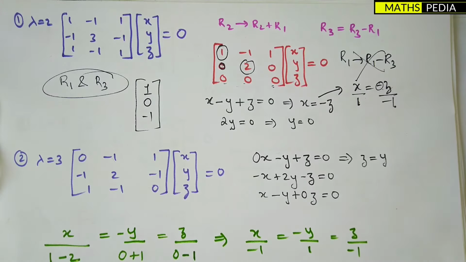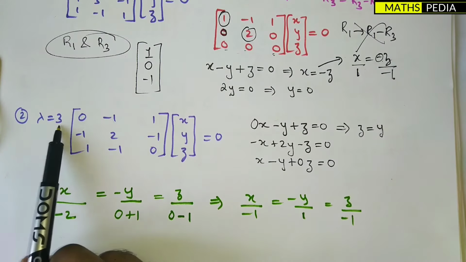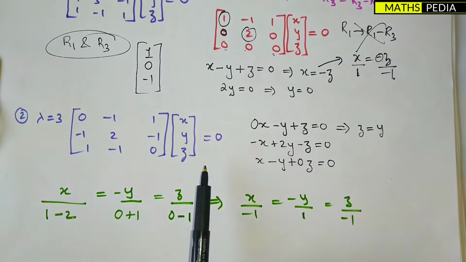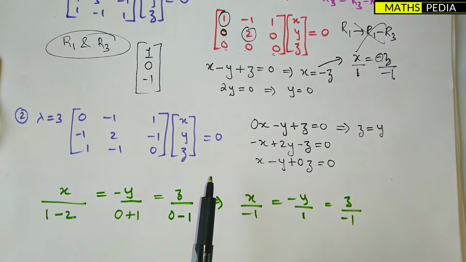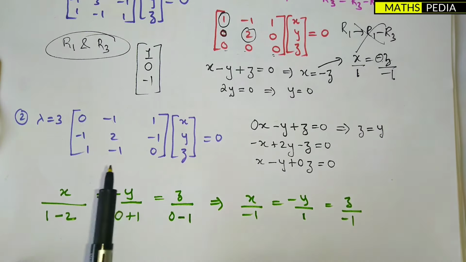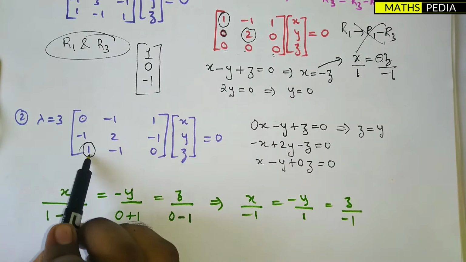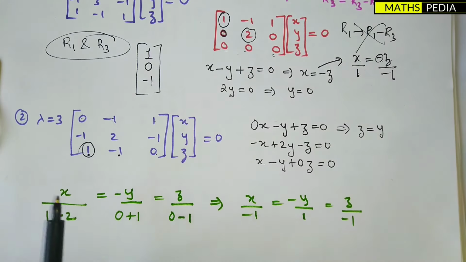Now, guys, let us proceed with the next one, that is lambda equal to 3. You have to substitute the value, then you will get this matrix. Now check whether the rows are the same or not. Don't think that R1 and R2 are exactly the same. There is a difference, because here it is 0 and here it is 1. Minus 1, minus 1 is the same, but 1 and 0, I have just interchanged.